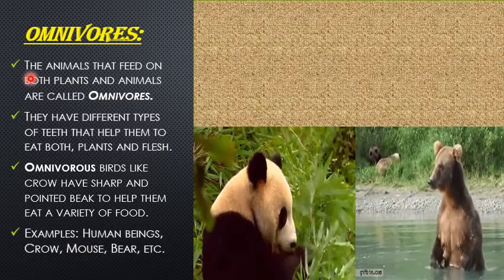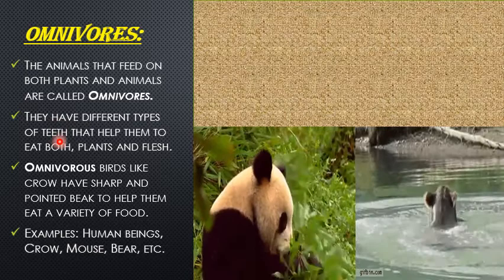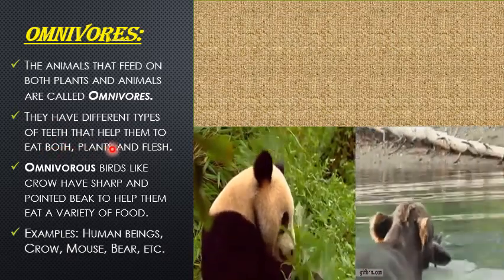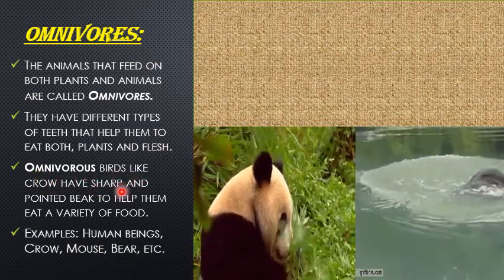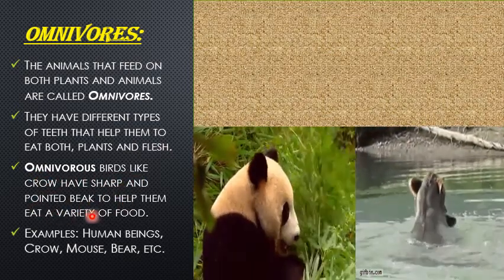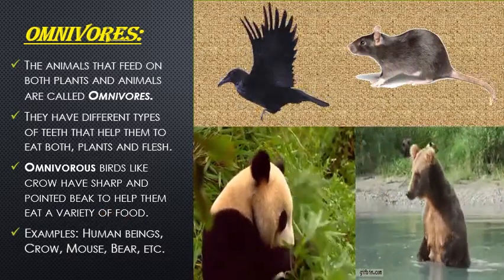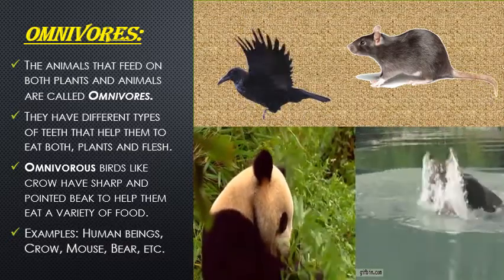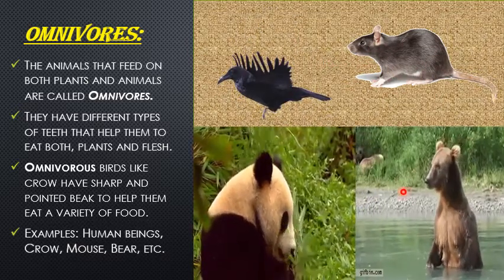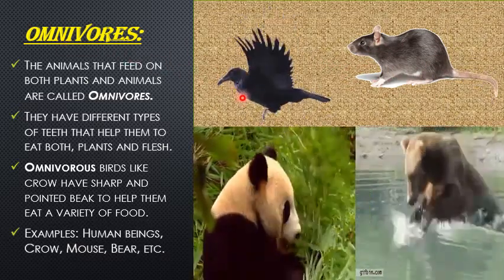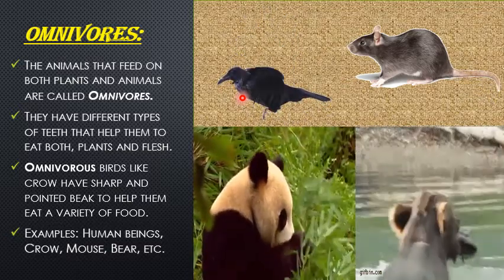So those animals that can feed on both plants and animals have different types of teeth that help them to eat both plants and flesh. Omnivorous birds like the crow have a sharp and pointed beak to help them eat a variety of food. Human beings are a good example, the crow is a good example, and the mouse. They are examples of omnivores. They can eat plants, and they can feed on different animals as well.